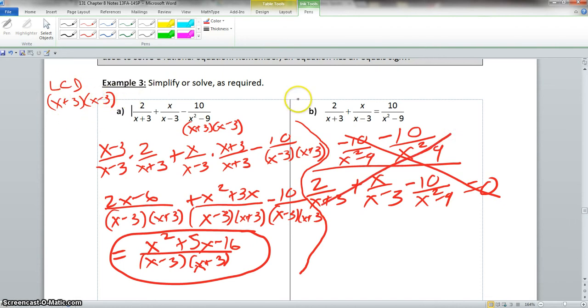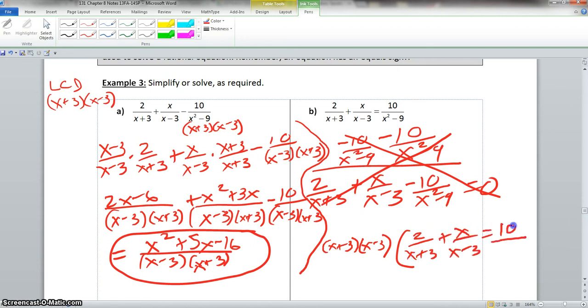We already found the LCD. So I'm going to take this LCD and multiply it by this whole equation. So we will have x plus 3, x minus 3, and we'll multiply it by that whole equation. Now we know this x squared minus 9 is x minus 3 and x plus 3.